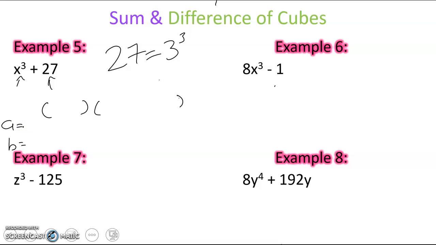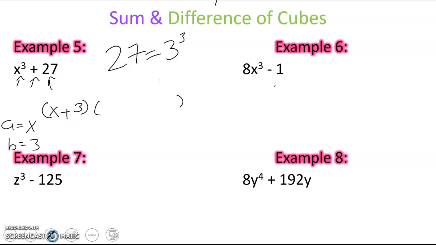Now remember, our a value is essentially taking our first term and cube rooting it. Just like we were doing with the square root, we're going to take our exponent, and this time instead of dividing by 2, we're going to divide by 3. So x to the 3 divided by 3 is just x to the 1. That's our a value. Our b value is going to be the cube root of 27, which is 3. Now we can set up our binomial. It's going to be x and a 3, and remember, it's the same operation as our original problem, so it's going to be x plus 3.